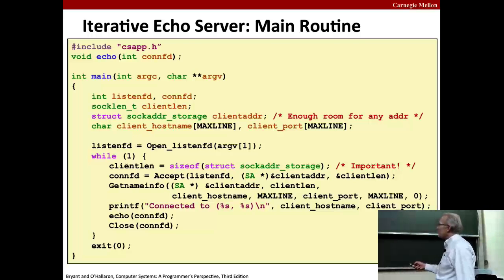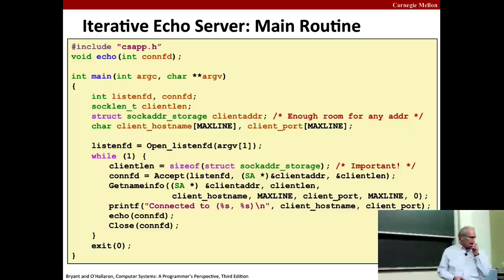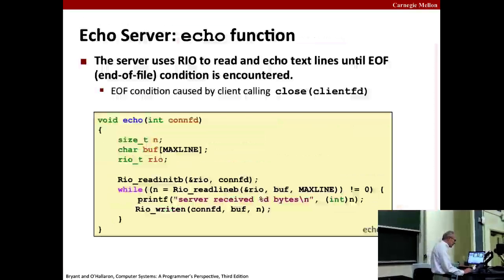And now it just makes a call to the echo function, which I'll show you momentarily, and then it closes that connection. And then this continues. You see the while one. This is in a loop forever, and you actually have to Control C on this program to get it to quit. Okay?